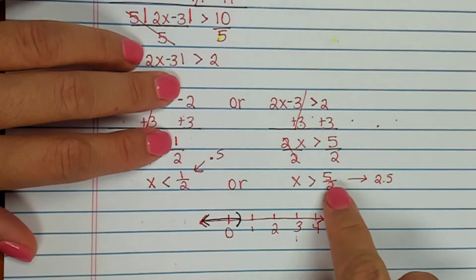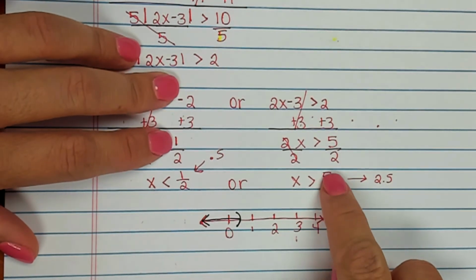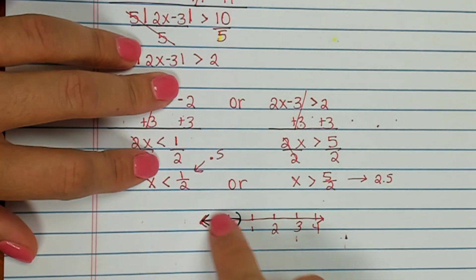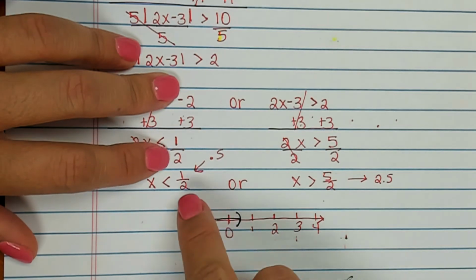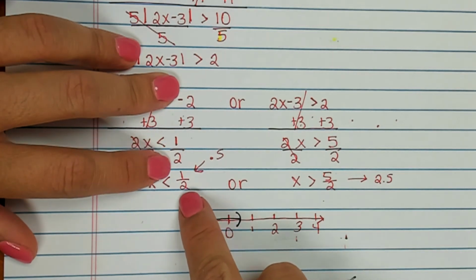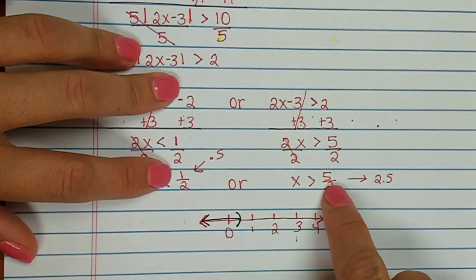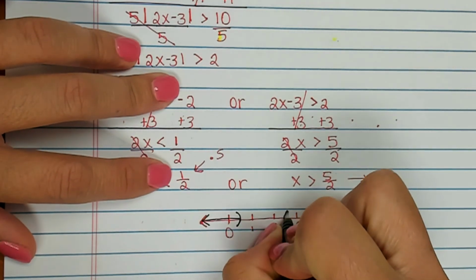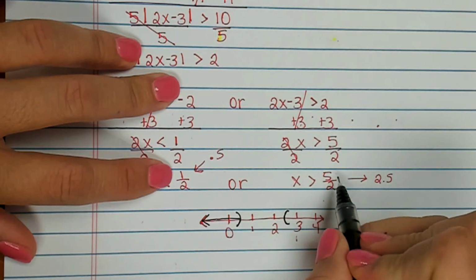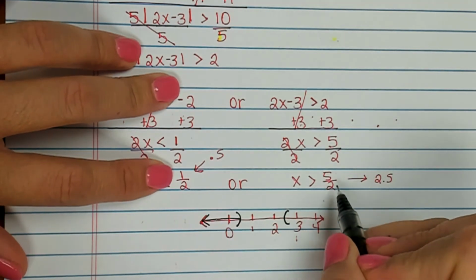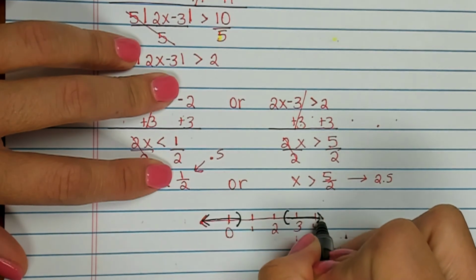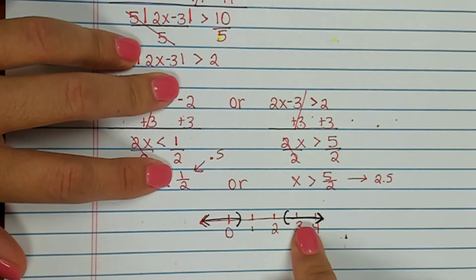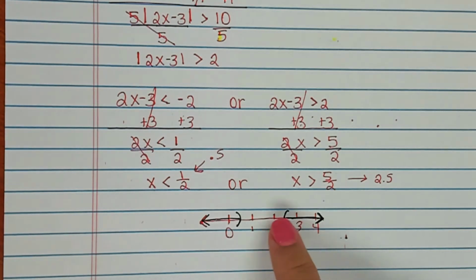And then x is greater than 5/2. This is strictly less than, so I use parentheses, not brackets, because the 1/2 is not included in that solution set. For the same reason, for 5/2 or 2.5, I'm putting parentheses because 5/2 is not actually part of the solution, but everything greater than that is. So there is my solution. This is an or statement.